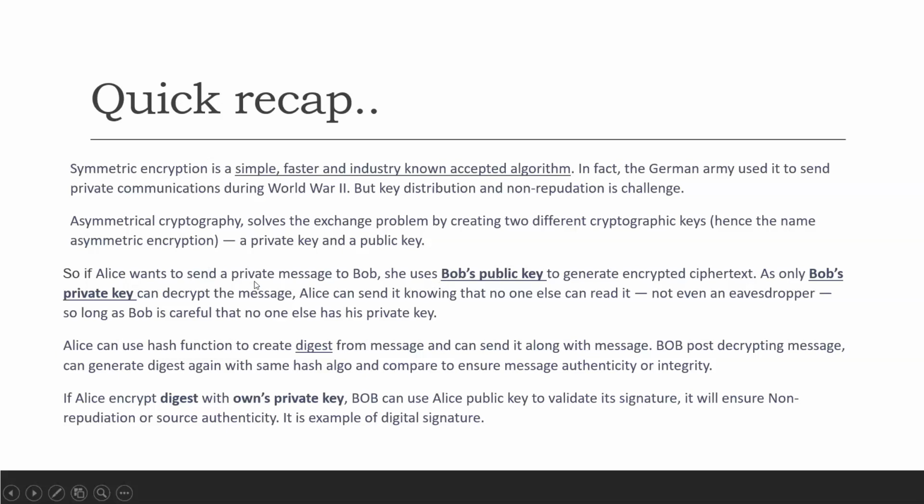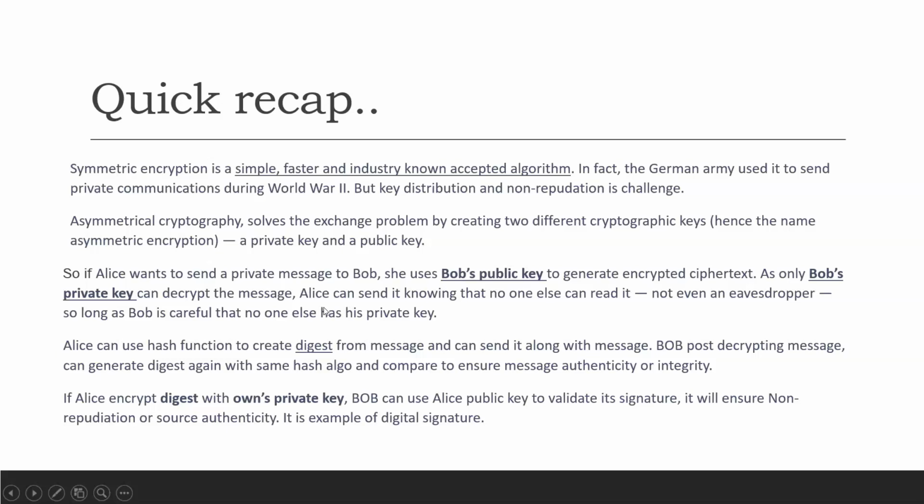So the sender's keys will not play a role in encryption. The sender's key will only play a role in non-repudiation. So Bob's public key is used to generate a ciphertext. Bob can use his own private key to decrypt it, and no one else knows Bob's private key. So there is no possibility that the message gets decrypted. But there is one catch here. It is very important. Alice uses Bob's public key, so no one can read it.